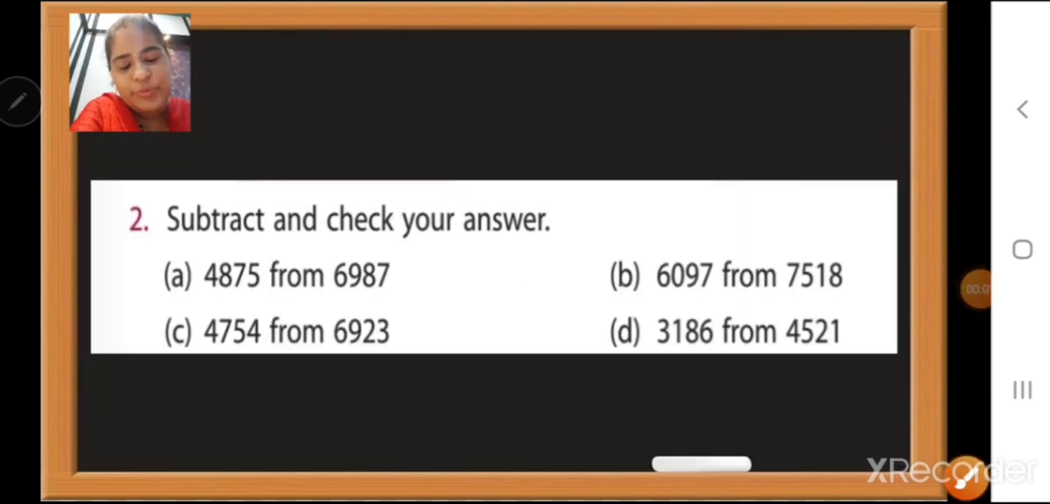Now let us move towards question number 2. Question number 2 you have to note down in your notebook. So remove your classwork. In that, take a new page and write exercise 4.3. Then write question number 2. Subtract and check your answer. A1, 4875 from 6987.